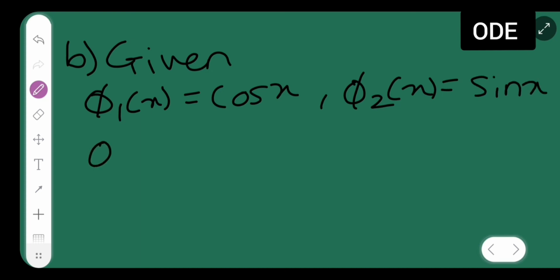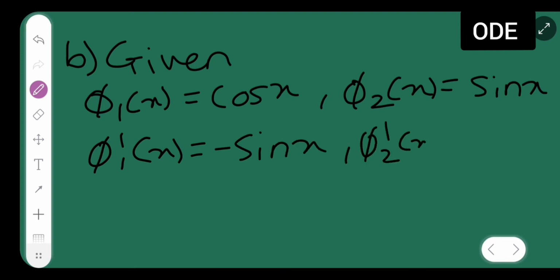Now what is the derivative of this? Phi1 dash of x is minus sin of x, right? And phi2 dash of x is nothing but cos of x, right? Now let us find the Wronskian.